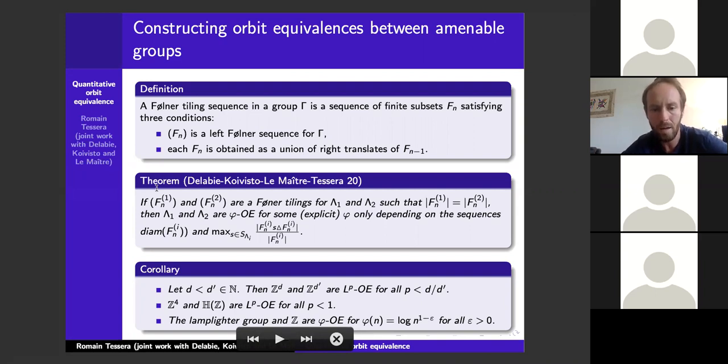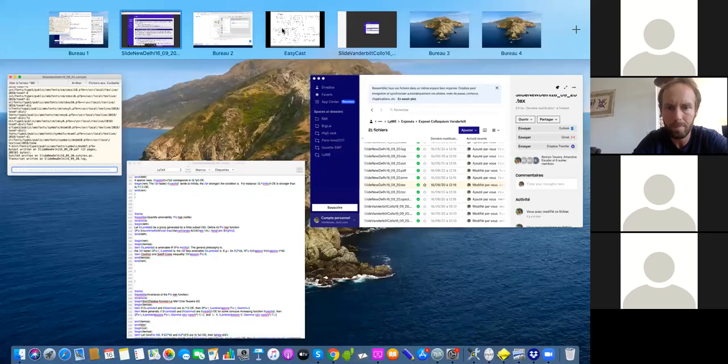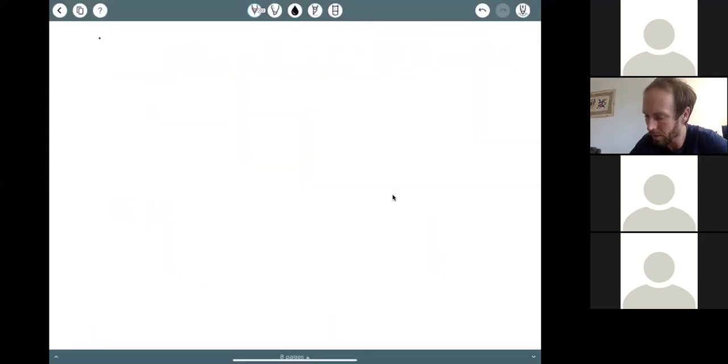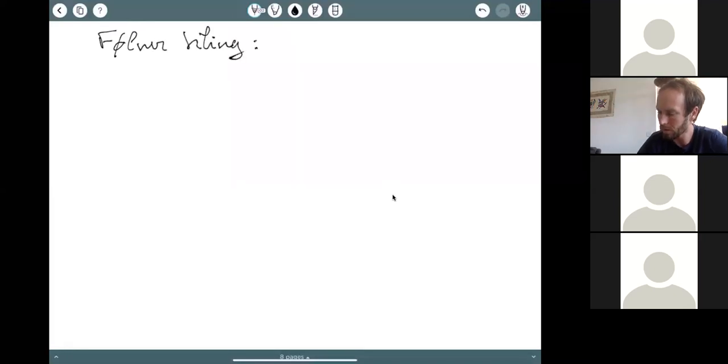So quickly, how do we construct these actions? Well, the basic fundamental tool that we need is again related to Følner sequences. Okay, but it's not just a sequence of Følner sets. We need a bit more than that. We need a sequence of Følner sets which are paving each other. So if I draw a picture, a Følner sequence, a Følner tiling, looks like something like that.